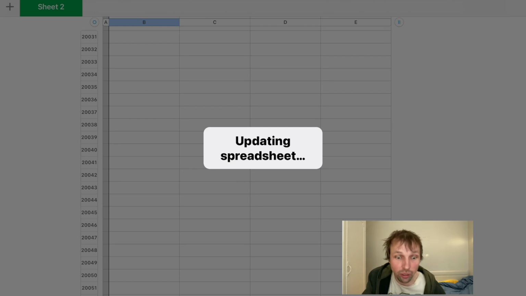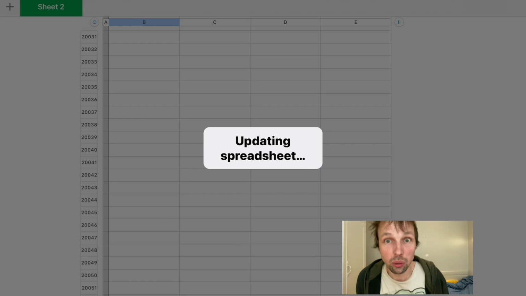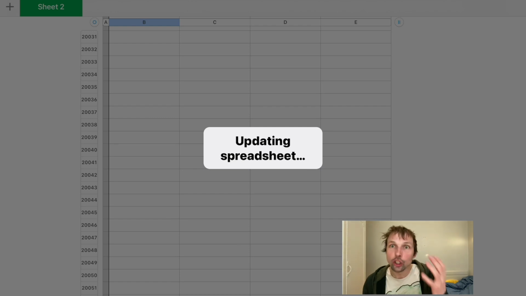And that's why you can see it's still updating spreadsheet. It's taking a very, very long time. I hope my iPad can handle it, because besides being screen recorded, it's also doing all these calculations, and now it's like really long time. Look at it, it's still updating.